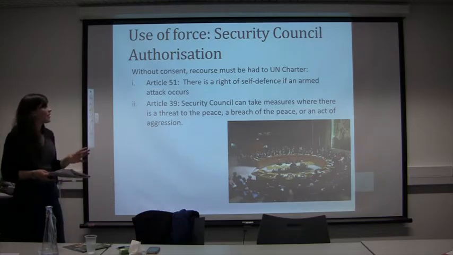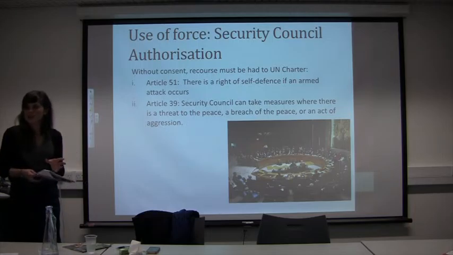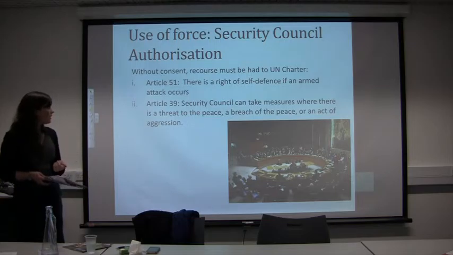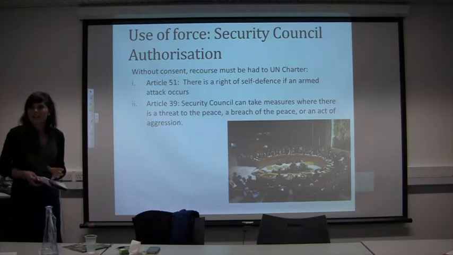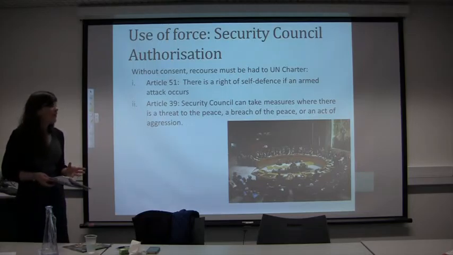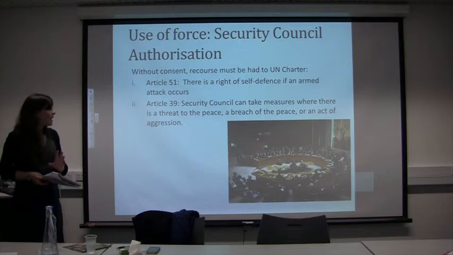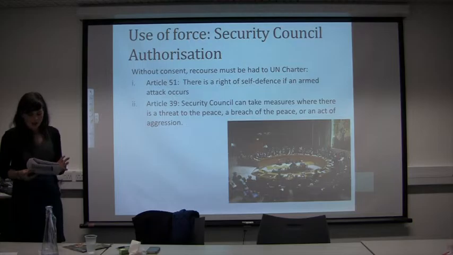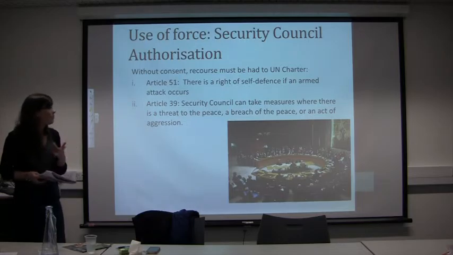Which says the Security Council can take measures, this includes use of force or authorizing force, where there is a threat to the peace, a breach of the peace, or an act of aggression. And Security Council practice since the 1990s has shown us that they are willing to accept a mass displacement as a threat to the peace or a breach of the peace. Even where it's internal displacement, but more often where there's mass refugee flows, they're willing to accept that this could justify the use of force.